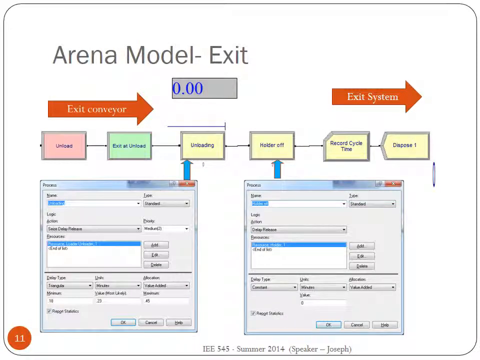The last piece is once you exit the systems. Once you completed all the steps in your sequence, then you will be presented the option of going to the unloading portion of it, in which if the unloader is available, it will pick it up and take it to a different station, and then after that the sample holder will be removed, and it will go back into the queue. At the end of it, we measure the cycle time, and then finally we dispose of that.